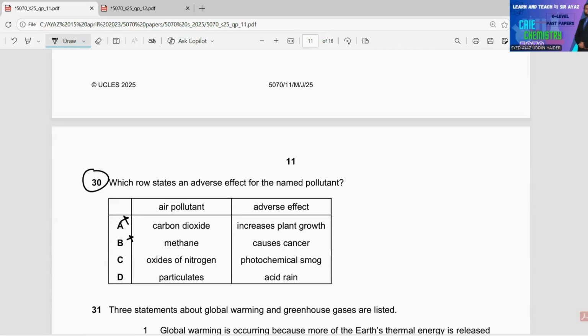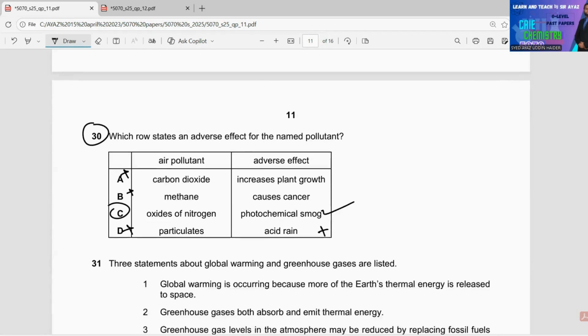C, oxides of nitrogen, photochemical smog. This looks correct to me. D, particulates cause acid rain. This is incorrect. Particulates are not responsible for acid rain. So C must be the right answer for MCQ number 30.